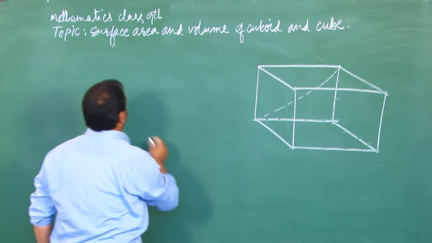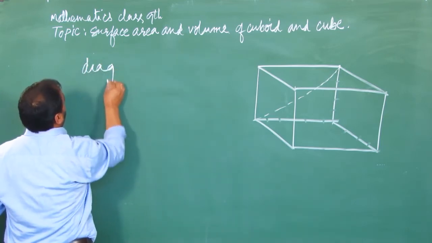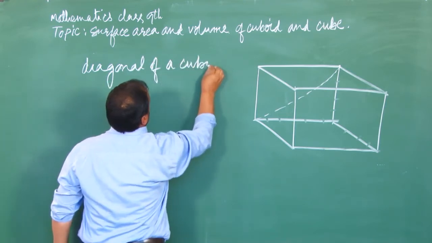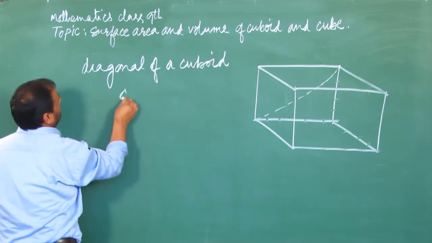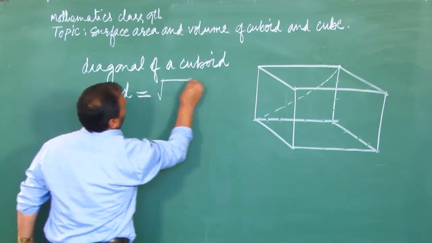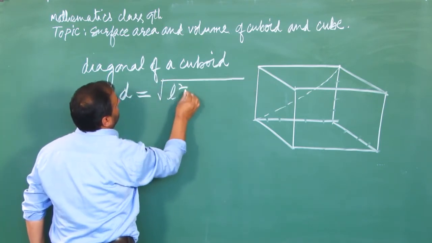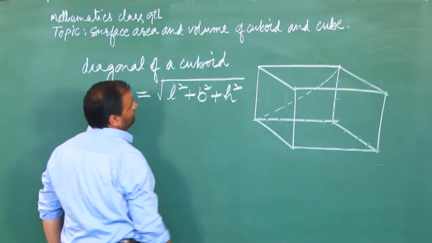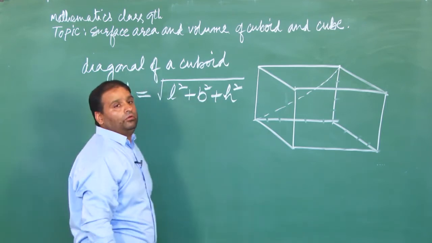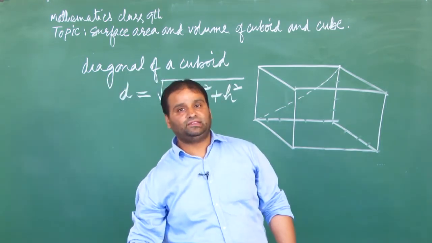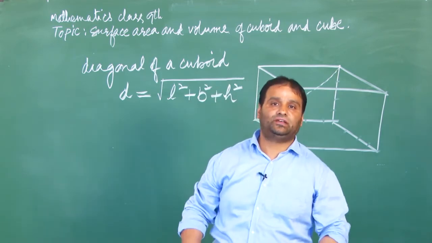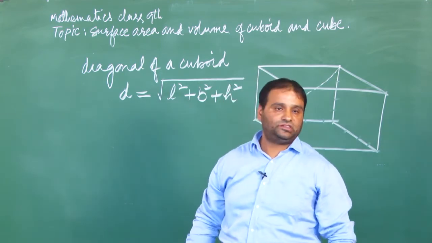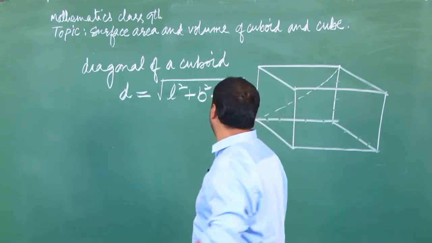The diagonal of a cuboid can be denoted by D and is equal to the square root of length square plus breadth square plus height square. So, we can have examples to understand more about the surface areas, the total surface area and the lateral surface area of the cuboid. Now come to the cube.